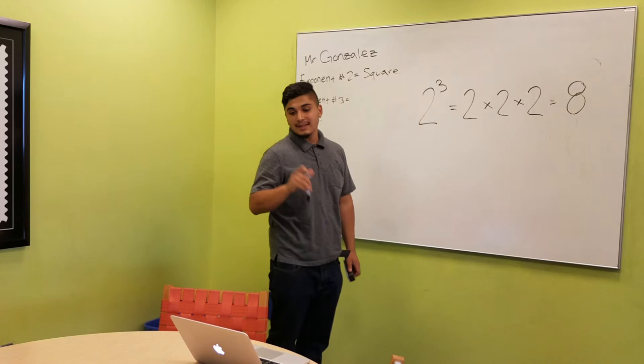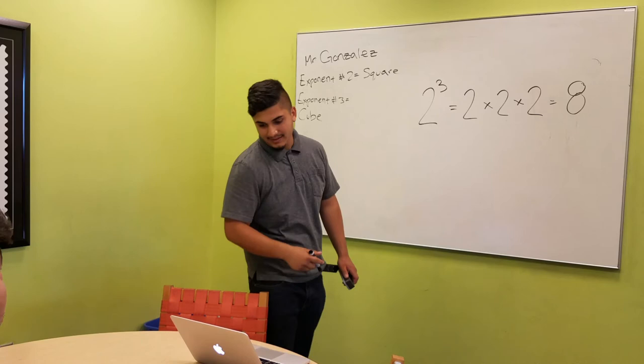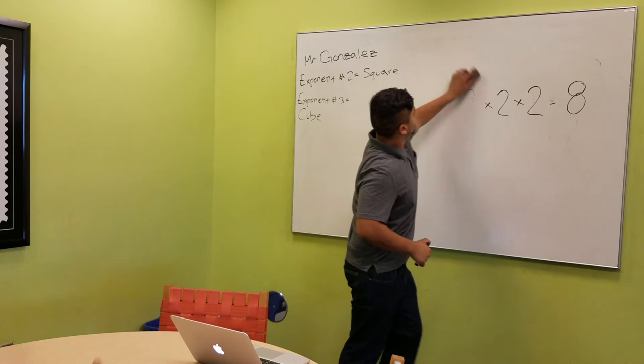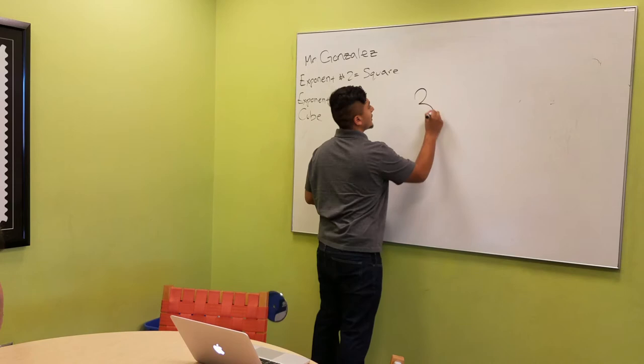How'd you know that vocabulary if it's your first time learning it? He told me. He said earlier, because he said three to the power of two. So now we'll do three to the power of three. So three to the power of three.